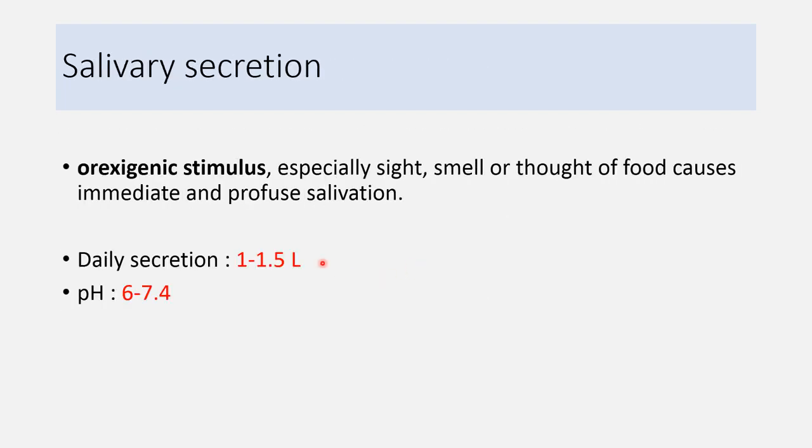Daily secretion of saliva is 1 to 1.5 liters and the pH of saliva is 6 to 7.4. Appetitive stimuli like sight of food, smell of food, or even the thought of food cause immediate and profuse salivary secretion. Now we will look at the composition of saliva.